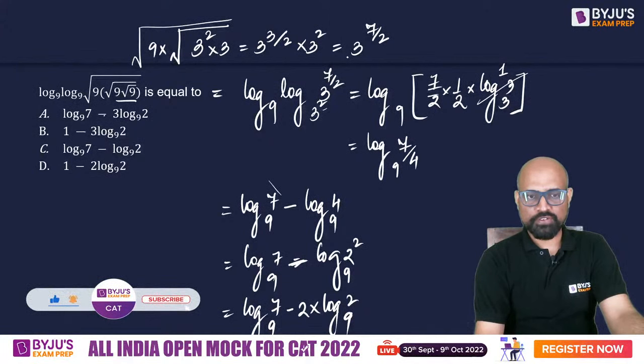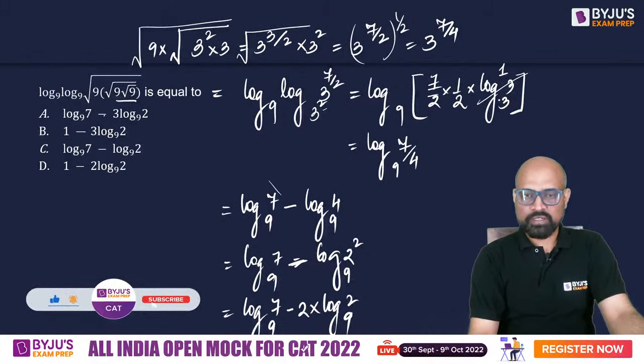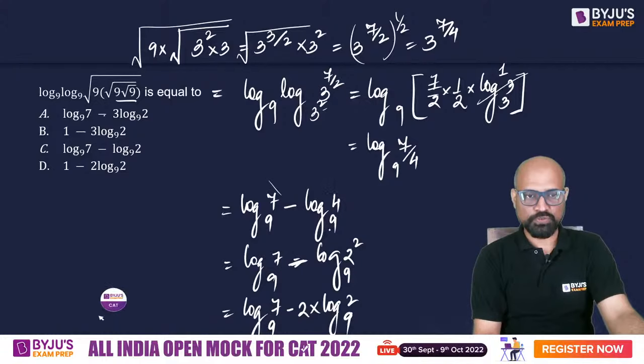So we will have a square root of this, right? So this one will become 1 by 2. So this is 3 to the power 7 by 4, right? That's what we wrote. And then 7 by 4 came in the front. Log 3 to the base 3 was 1. We got log 7 by 4 to the base 9. We can take the difference and this is what we get.